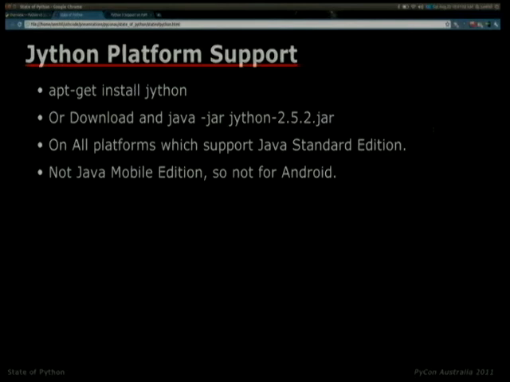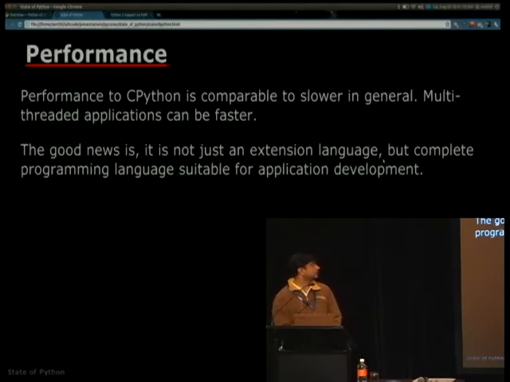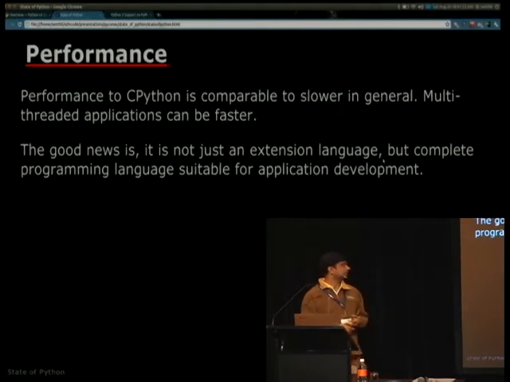On your platform, you just do an apt-get install jython, or download the jar file and then install it. There's no mobile edition so far, so it's not suitable for Android if you've been thinking of that. It's targeted with Java Standard Edition in mind. Performance compared to CPython is comparable to slower in general. Multi-threaded applications can be faster because there's no GIL. The good news is it's not just an extension language, but a complete programming language suitable for application development. So that's the one to keep in mind.